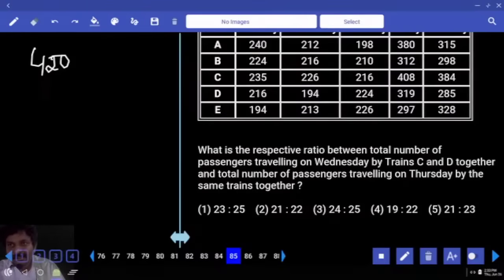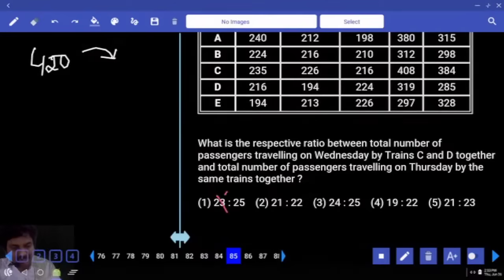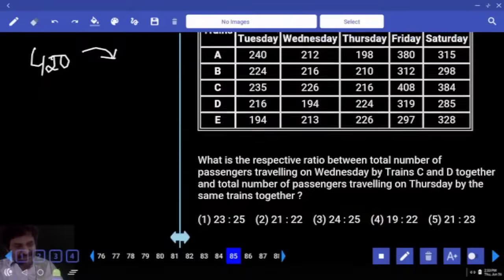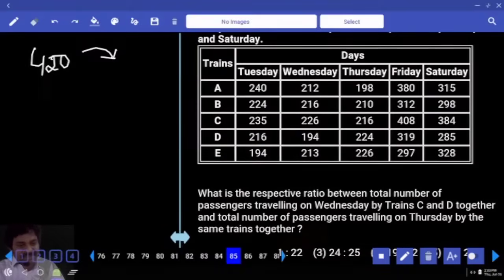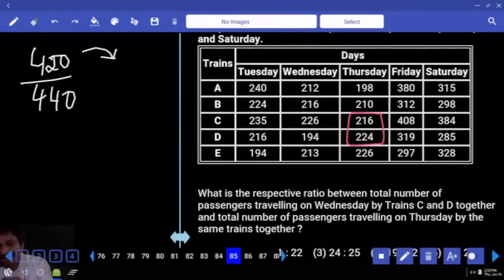After identifying the first number, you know that your answer should have 420 as a factor. 23 is not a factor. 21 is a factor. 24 is not a factor. 19 is not a factor. 21 is a factor. Two options are there. So let's do Thursday by the same trains, C and D Thursday. Sum of these 2 numbers is 440. Answer done. 21, 22, second option.